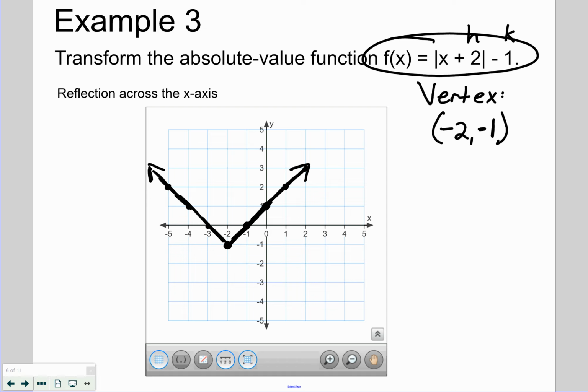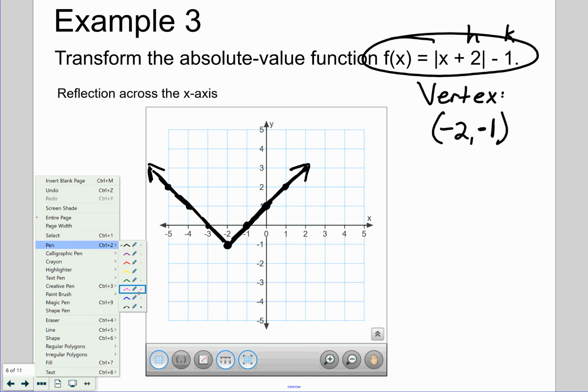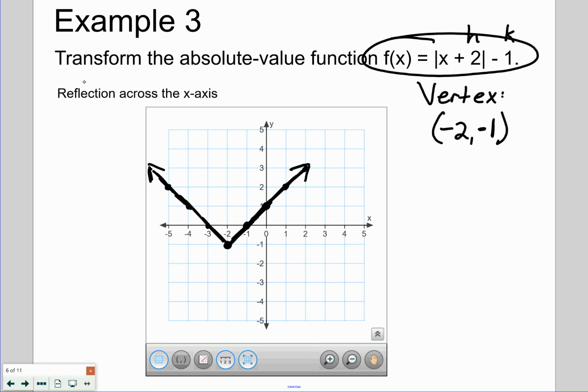Okay, here we go. It says, to reflect this function we just created across the x-axis. Okay, so here's the x-axis. My vertex is right here. How far away is it from the x-axis? It's 1 unit. So to reflect it, it's going to be 1 unit on the other side.